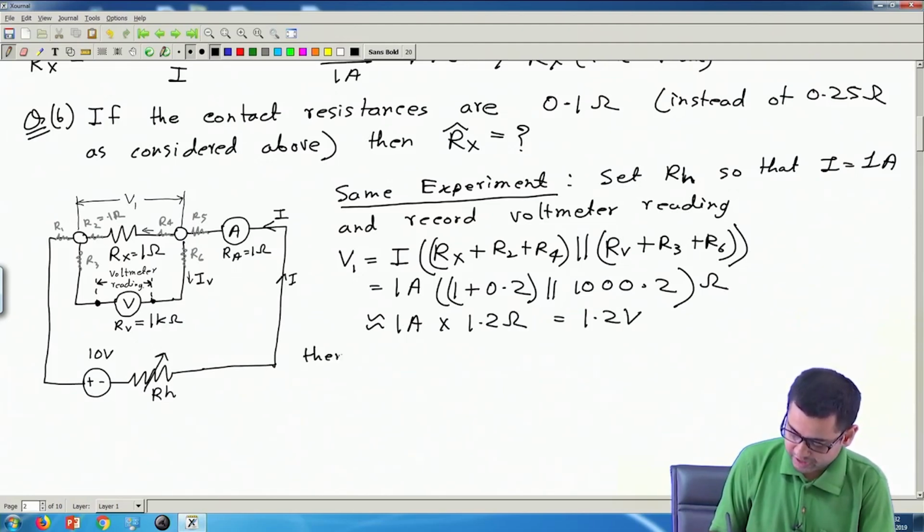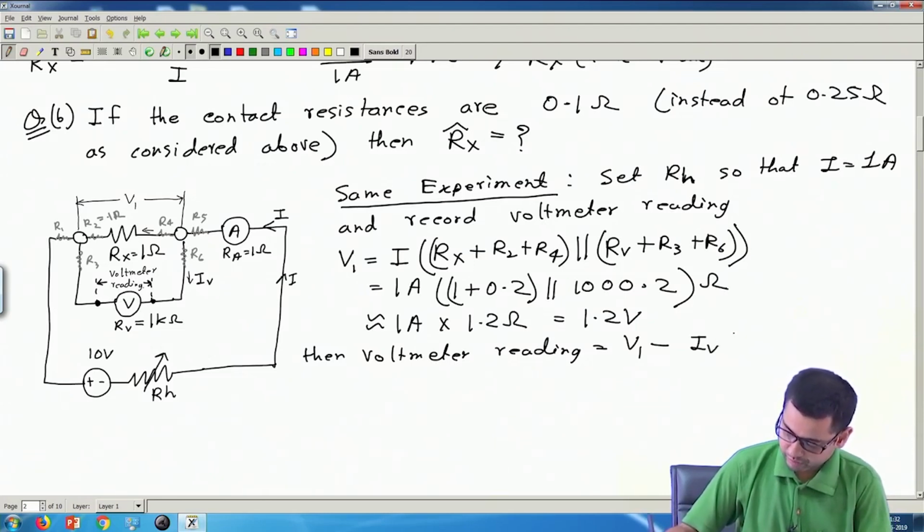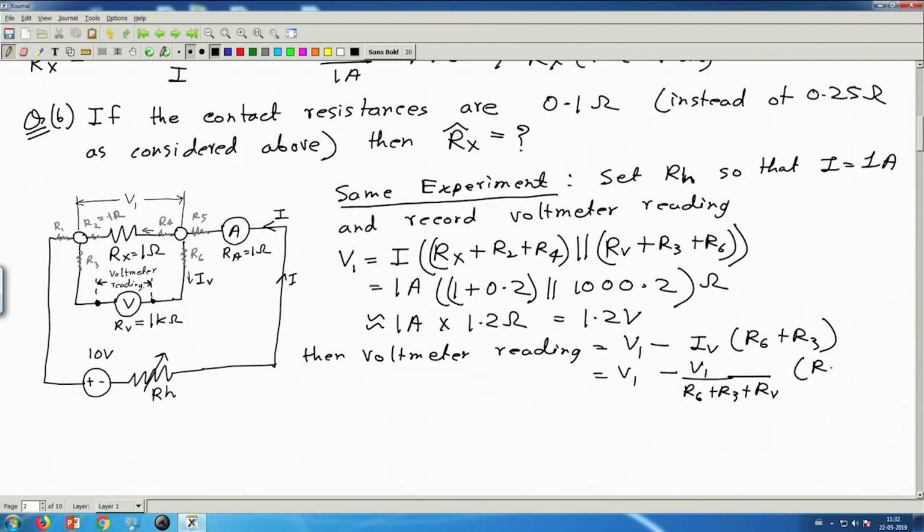And then the voltmeter reading will be V1 minus the drop here and here, which is IV multiplied by R6 plus R3. Now this IV will be V1 divided by R6 plus R3 plus RV, multiplied by R3 plus R6. This value is much larger than this value, so this second term we can ignore. This is approximately equal to V1, which is 1.2 volt. So therefore Rx hat will come out to be 1.2 volt by 1 ampere, which is equal to 1.2 ohm.